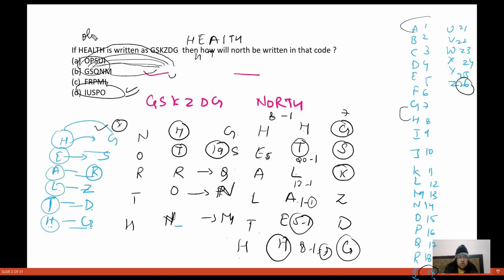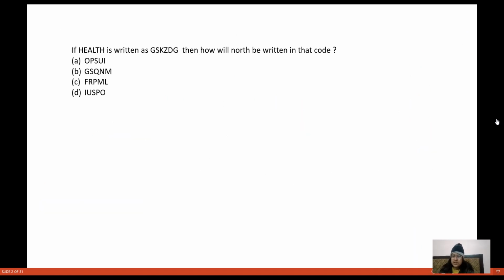What we did here, we just observed. There is no special technique. We just observed, and when we observed, it showed that if we flip this, we'll get some word. So this is how we do this kind of question. Now let's move on to the next question.